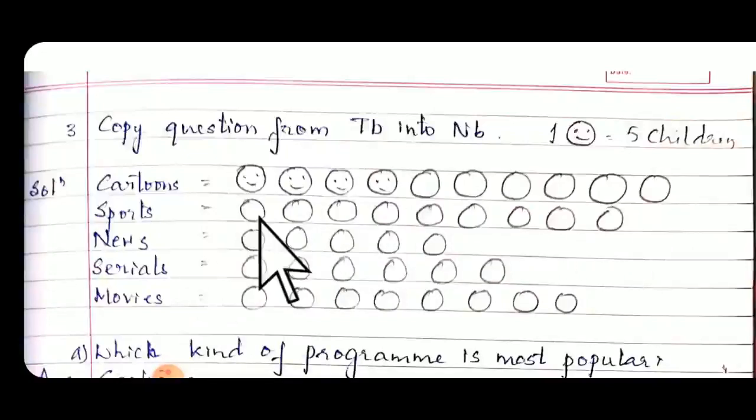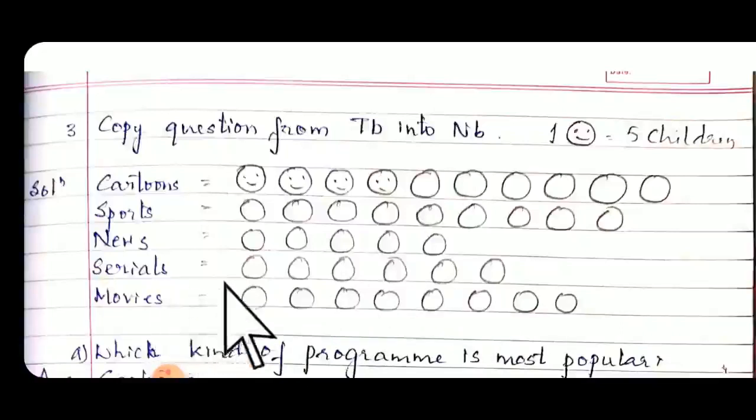Then sports. Sports was liked by how many? Sports is liked by 45. That means 9 faces you have to draw. 9 fives are 45. Then news was 25. So one face means 5. 5 fives are 25. Then serials is liked by 30 children. So one face means 5 children. So we have to draw 6 faces.